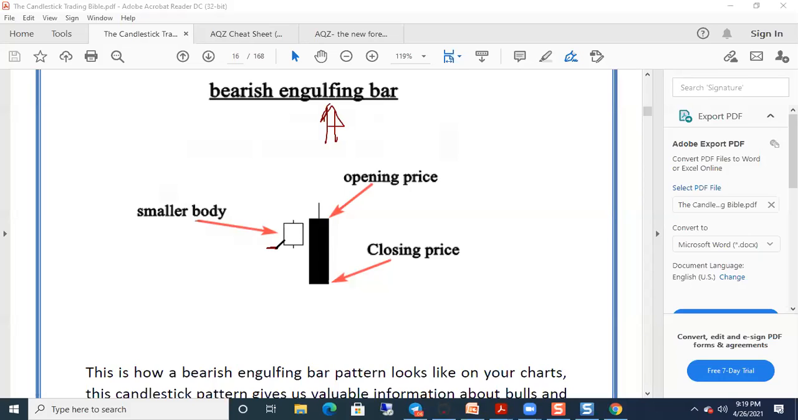So buyers came in here, pushed price all the way up, and they even pushed price up again in this candlestick, and suddenly there were some sellers here, and sellers pushed the price all the way down. And it consumed all the buyers that were in the previous candle, meaning the whole buyers there have been consumed. It is a sign of strength for the bears.